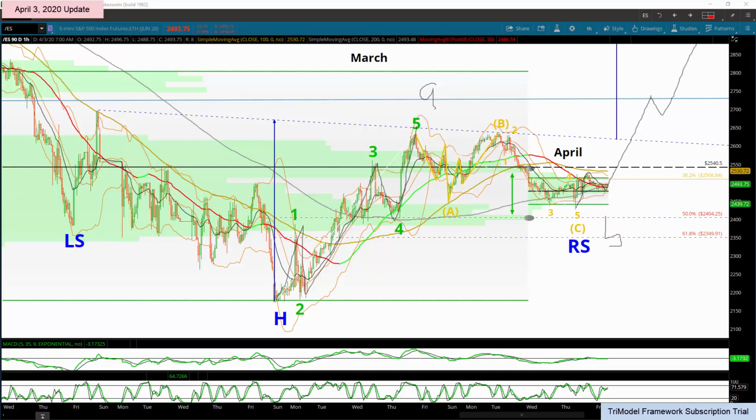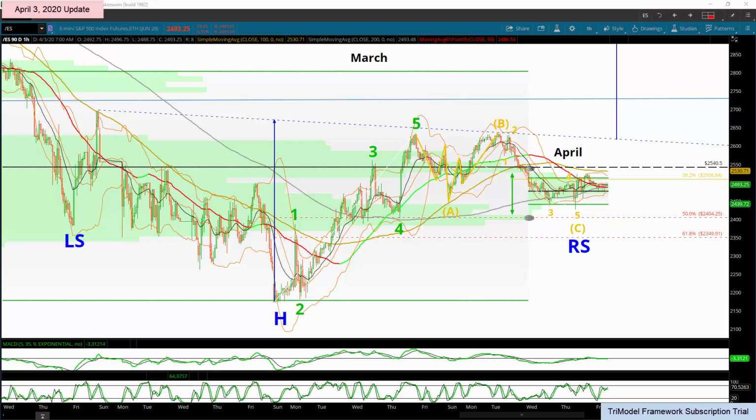Again, it's far-fetched at this point because we're about to get the NFP report. And I don't know how many people have the appetite to buy, but normally the most unexpected outcome is to be expected.